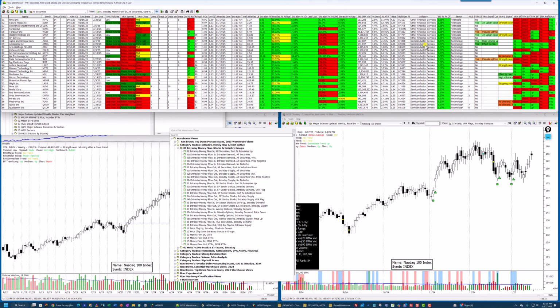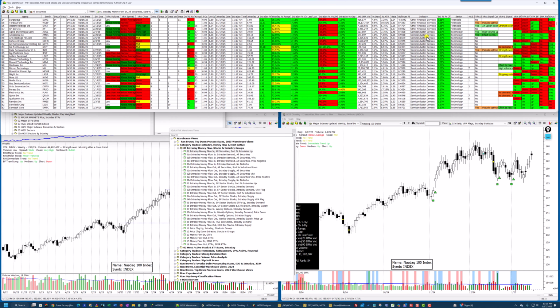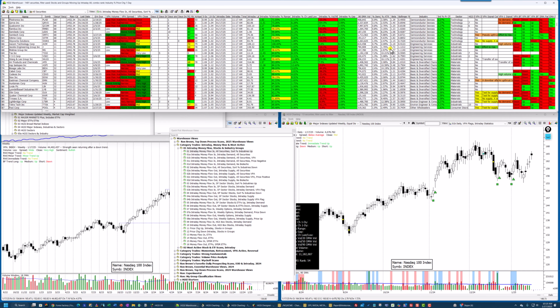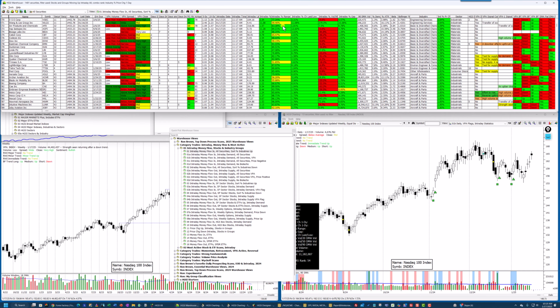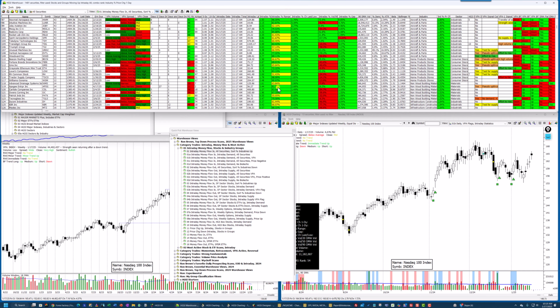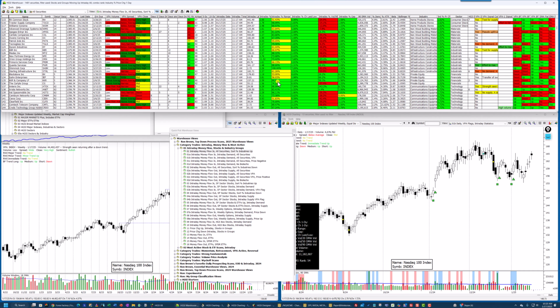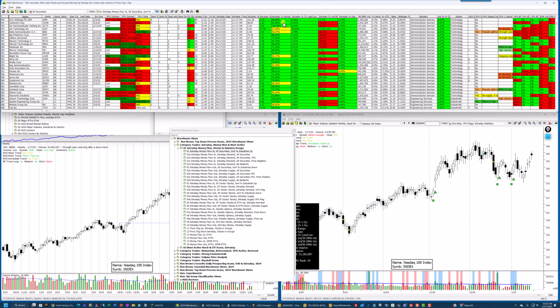And the third group is semiconductor devices. You can see that in this column, everything is 50% or above. You won't see any red in here. It's either green or yellow.